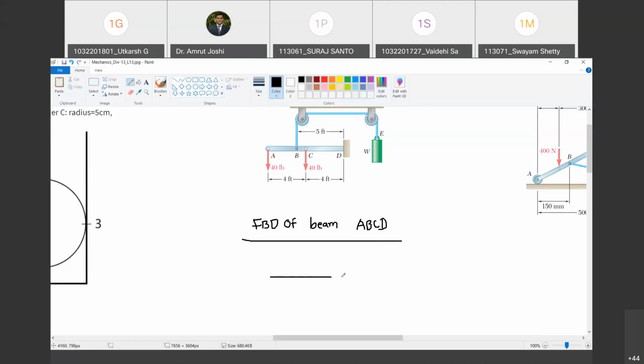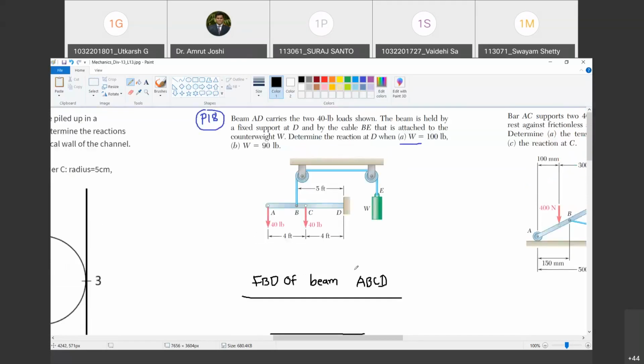How does it look like? Free the body from all external agencies. I have freed the body from all external agencies. The first external agency is Earth. Are you with me? So I freed the body from Earth. So I am bound to show its self-weight. Do you agree with me? Yes.